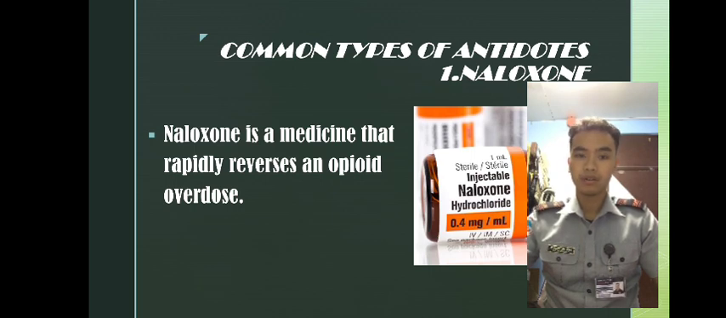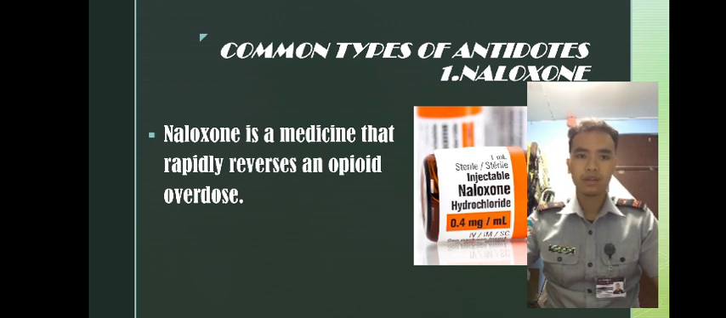For example, these are the common antidotes. First, let us now discuss naloxone. Naloxone is used to reverse the effects of opioid overdose by binding opioid receptors in the brain. Naloxone, also known as Narcan, is a medication used as an antidote for opioid overdose. It works by blocking the effects of opioids in the brain, reversing the respiratory depression and other dangerous symptoms that can occur during the opioid overdose.